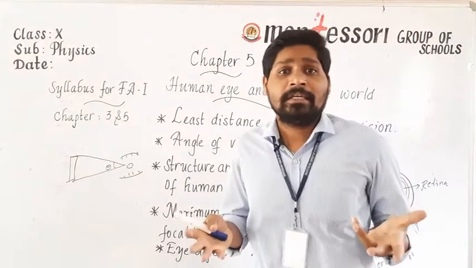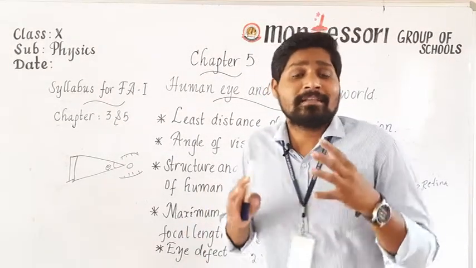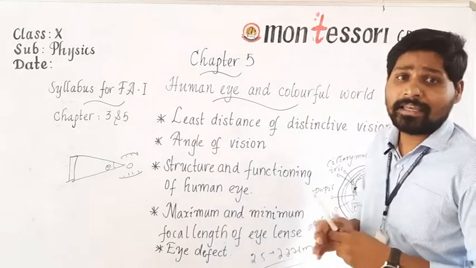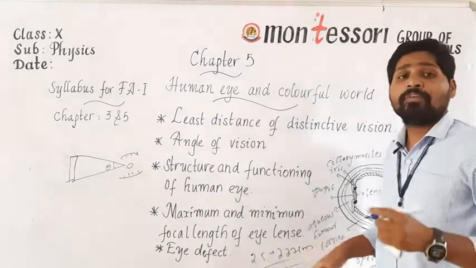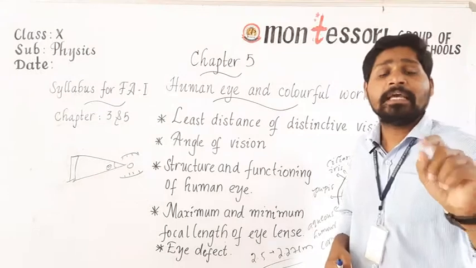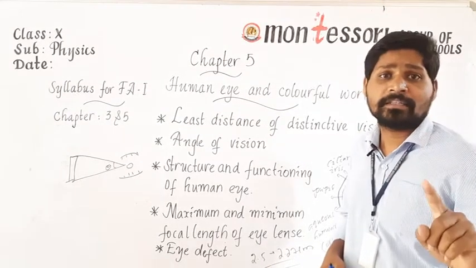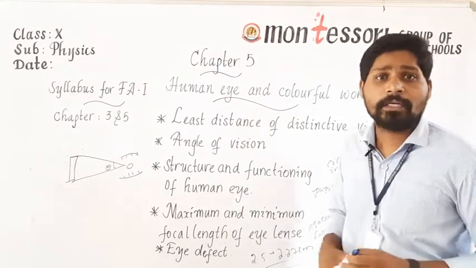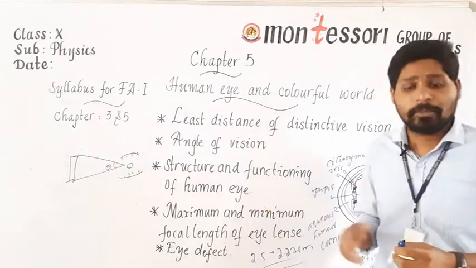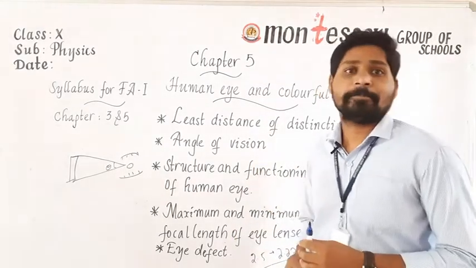In case the eye lens doesn't maintain its focal length between these two limits, what will happen? In such a condition, the image will not be formed on the retina. The people may get eye defects called myopia, hypermetropia, and presbyopia.